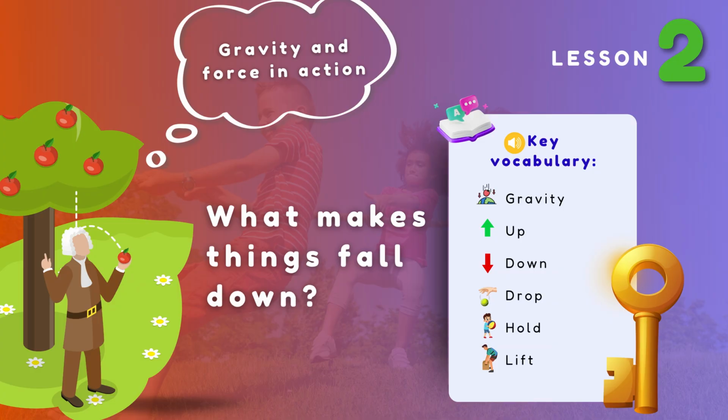Lesson 2. In this lesson, we will ask ourselves the following questions. Gravity and force in action. What makes things fall down? Memorize these words. Key vocabulary. Gravity. Up. Down. Drop. Hold. Lift.